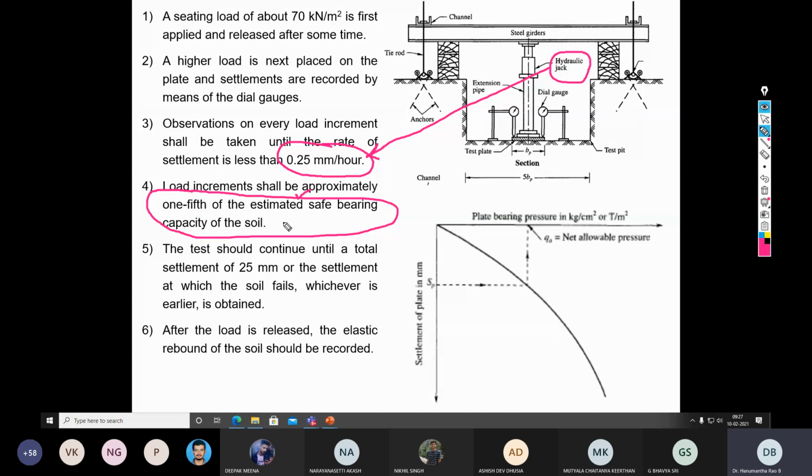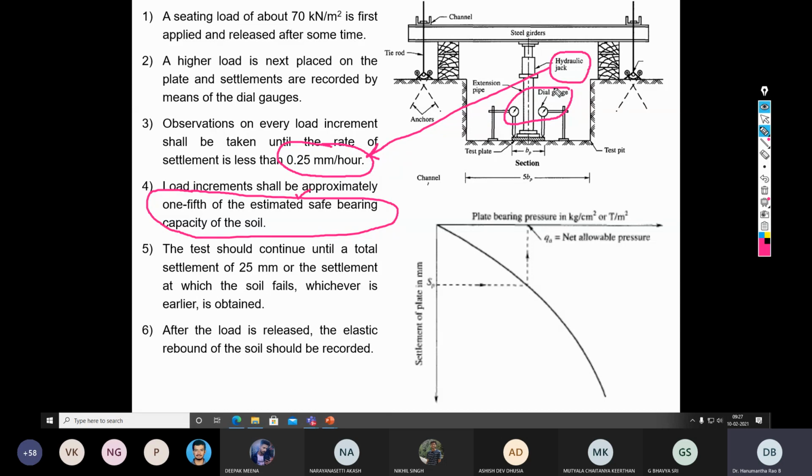But how long shall I maintain a particular loading condition? For example, initially I applied 200 kilonewton load. How long shall I maintain the same load? So you need to maintain that load until such time when you are measuring the settlement at the bottom of the plate using these dial gauges, where the three consecutive dial gauge readings remain the same. That means there is no more settlement happening because of the imposition of that particular load.